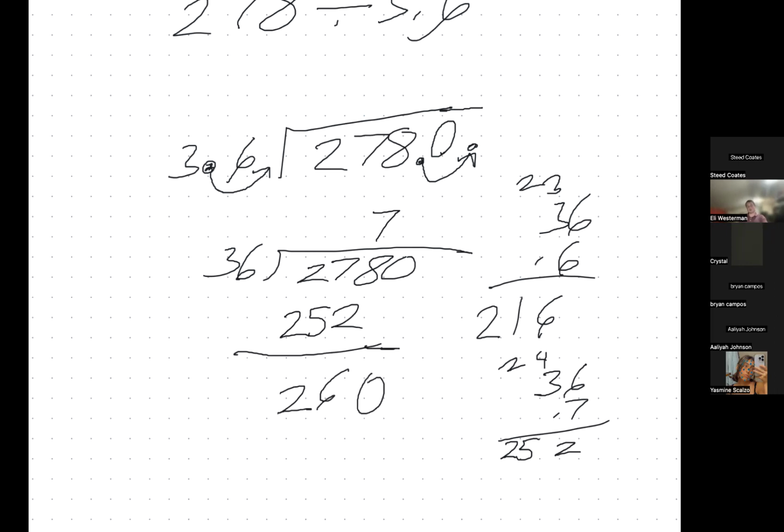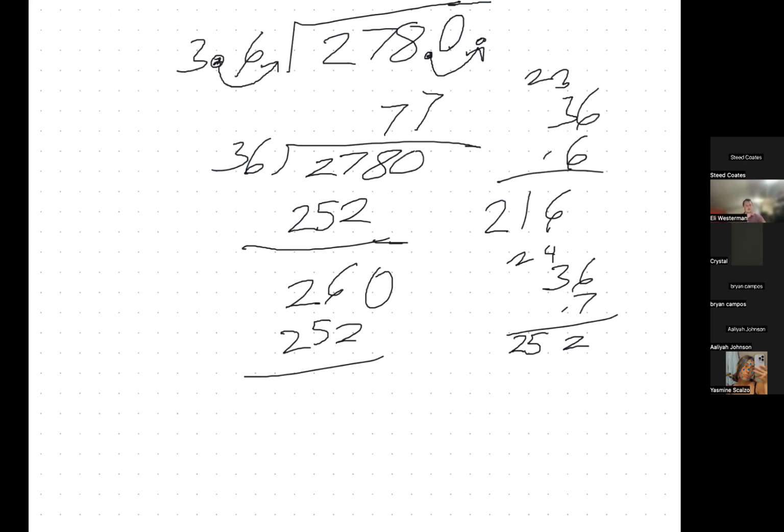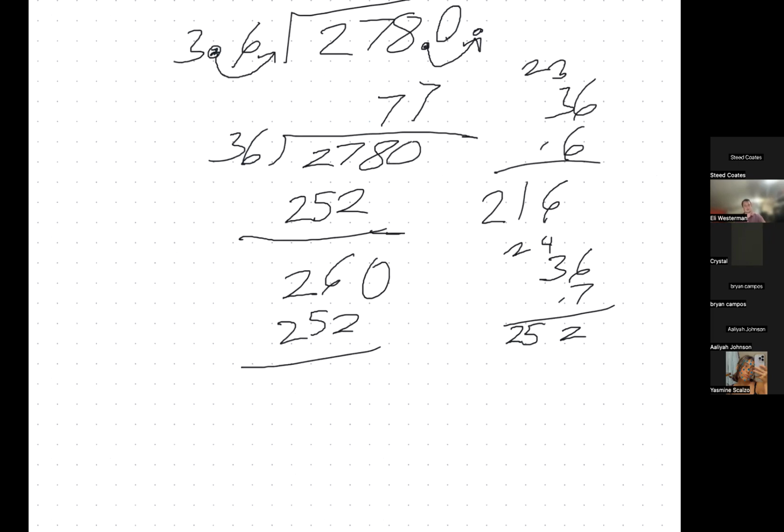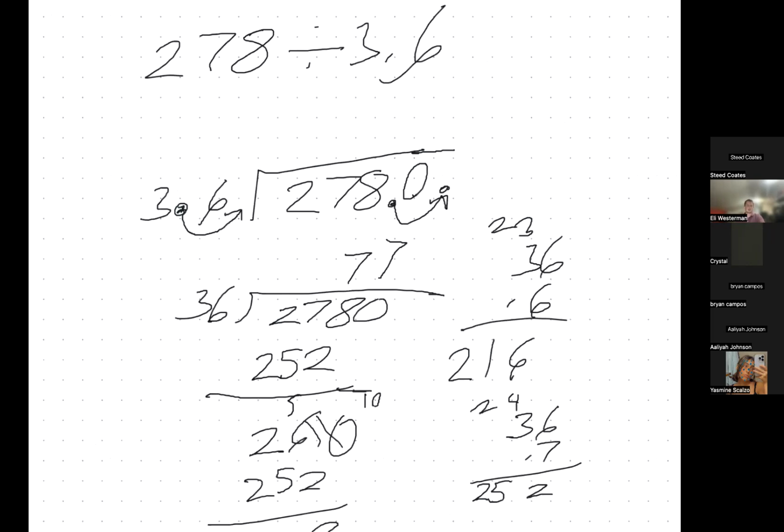How many times does 36 go into 260? Well, we just learned it goes 7 times because that's 252. And then this is 0, 10, that's 8. And so the answer is 8. So we can write the answer as 77 and 8 over 36. This is crazy. Yeah, this division is crazy.